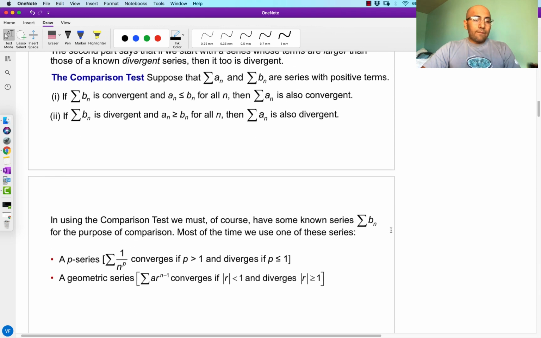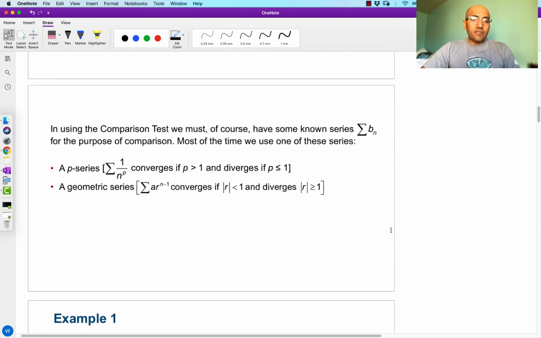Good. Okay, in using the comparison test, we must, of course, have some known series B sub n for the purposes of comparing. For most of the time, we use one of these guys. So these are very popular, very common for the exercises we work with. Keep an eye out for p-series, something like this, 1 over n to the power of p, and we know this converges if p is strictly greater than 1, and diverges for p less than or equal to 1.